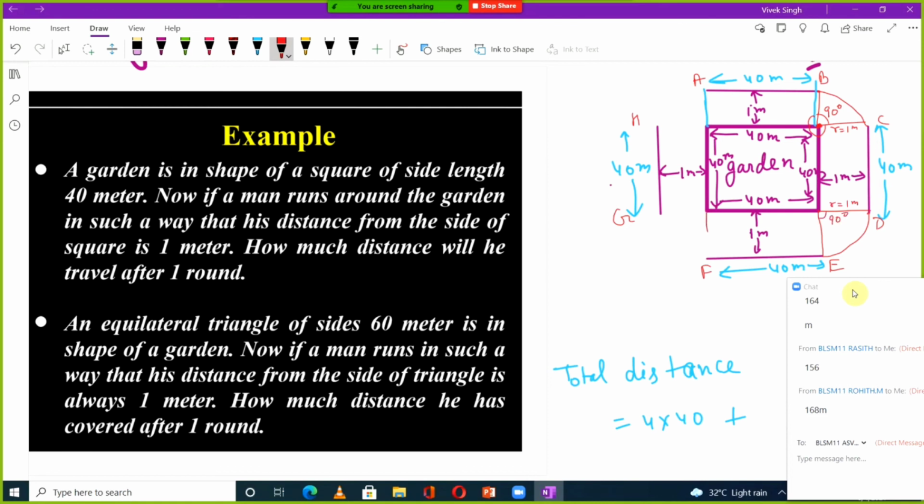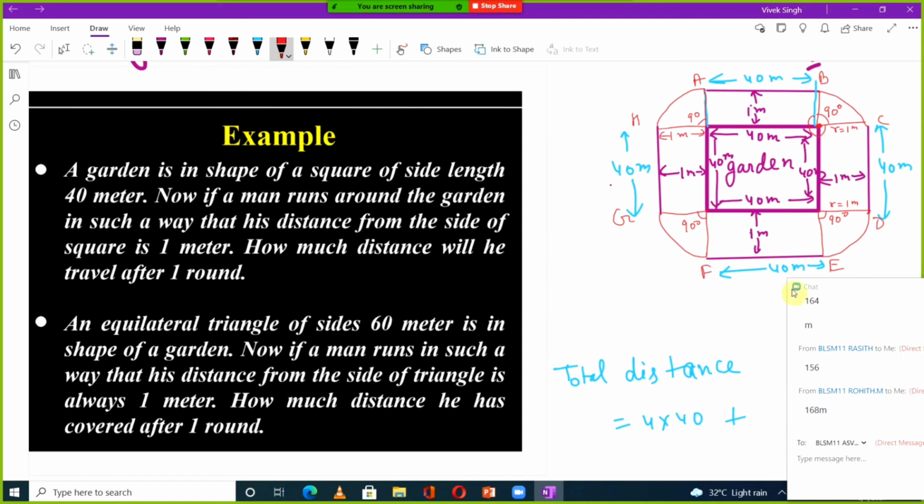Similarly here also, you will move in a circular path. Again the angle will be 90 degree. Here also you will move in a circular path. The angle will be 90 degree, and the distance will always be 1 meter. Now this total distance will be how much? This 4 into 160 plus this circular part.